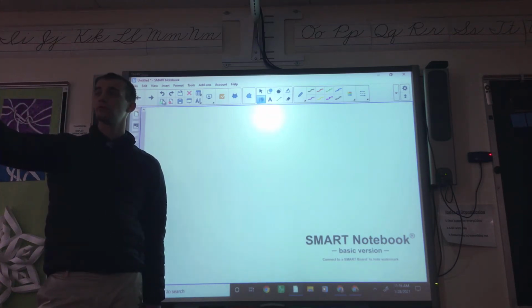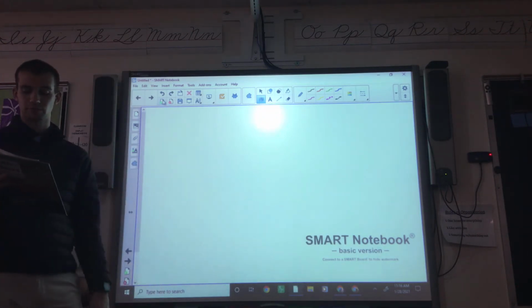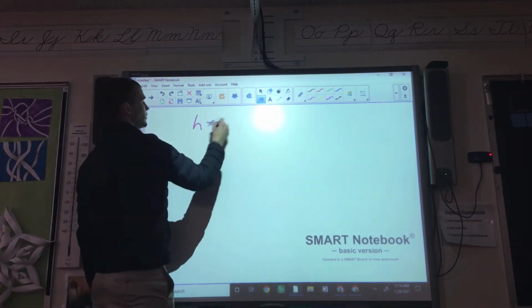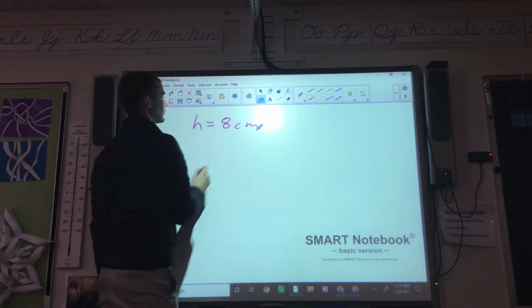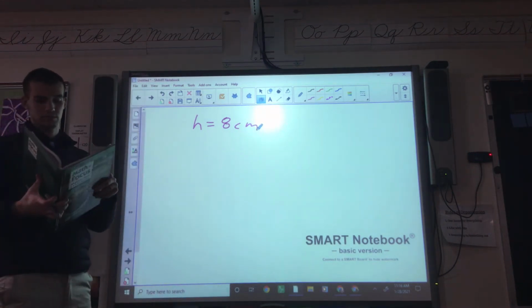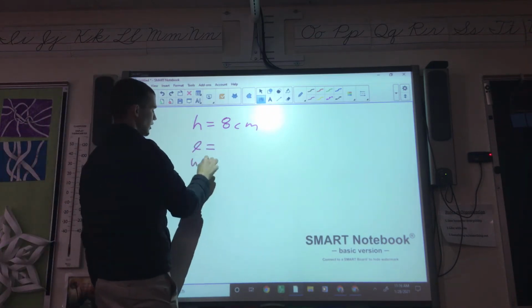Yeah? Write down what you know. So what do we know on page 142? What does it tell us on the bottom of page 142? Okay. Height is 8 centimeters. What else does it tell us? One side of the base is 6 centimeters and the other is 4.5. Okay, so I'm going to say length and width.